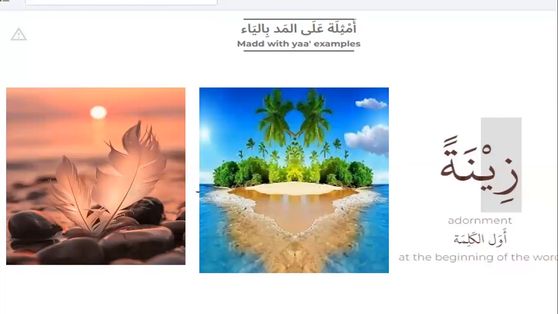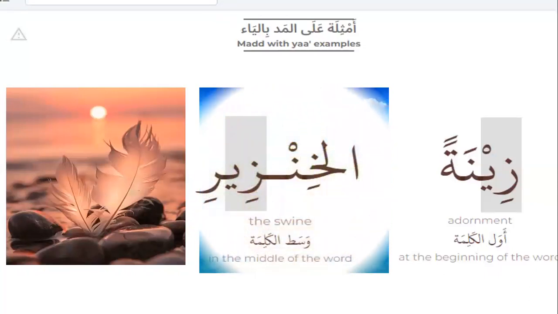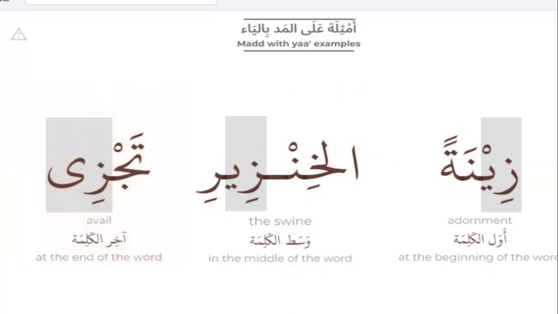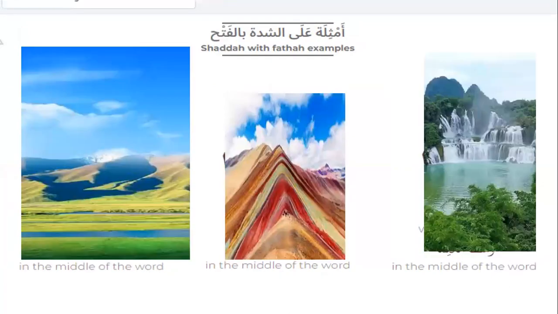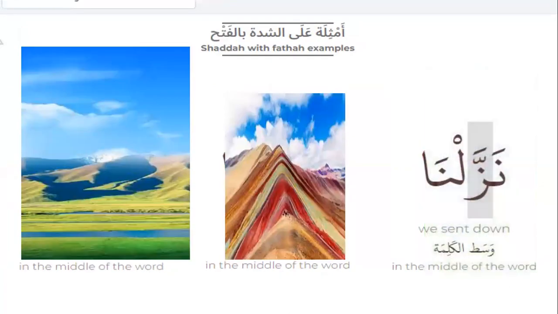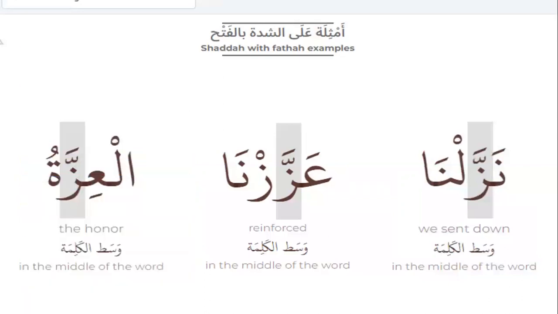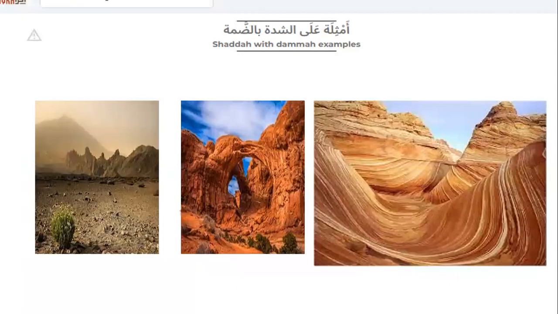Number one, Z. Can you read? Al-khinziri. Please repeat. Al-khinziri. Tajzi. Shadda with fatha. Can you read? Nazzalna. Azzazna. Please repeat. Azzazna. Repeat. Al-izzatu. Shadda with dhamma.